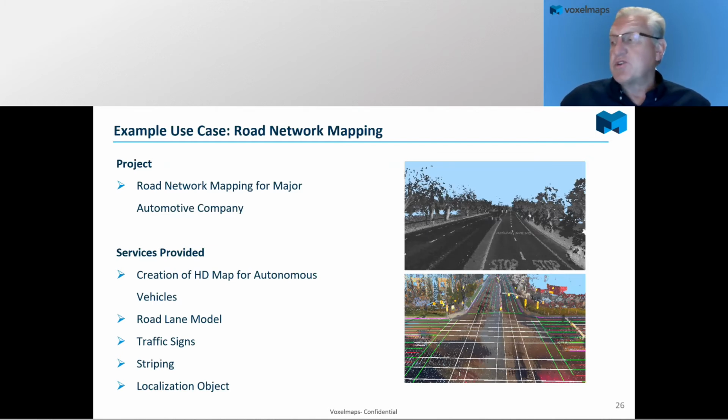So we can scale up and get Voxelmaps team members out in the field to do this and collecting, not quite 24/7, but a substantial amount of time. And then for this particular customer, we were looking at creating HD maps for autonomous vehicles. I'll talk a little bit about that later, but creating the road lane model, identification of traffic signs, and striping in the roadway, et cetera, and then providing that to the customer for their use in their HD map required application.